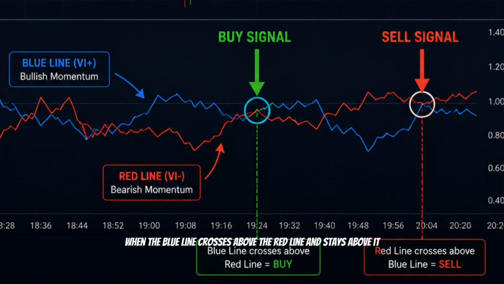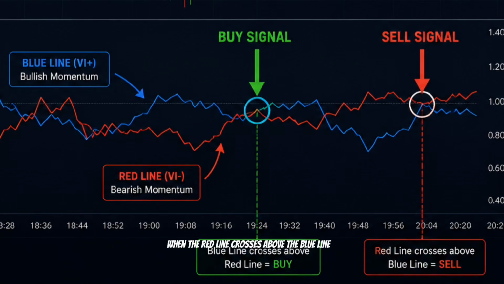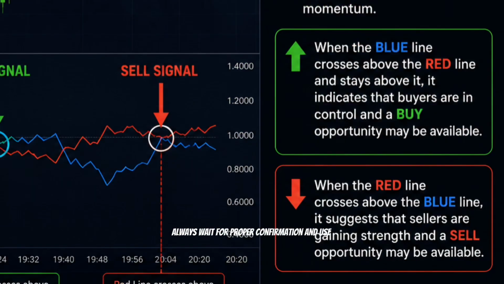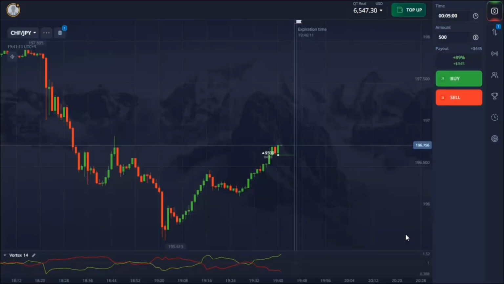When the blue line crosses above the red line and stays above it, it indicates that buyers are in control and a buy opportunity may be available. When the red line crosses above the blue line, it suggests that sellers are gaining strength and a sell opportunity may be available. Always wait for proper confirmation and use good risk management before entering any trade.